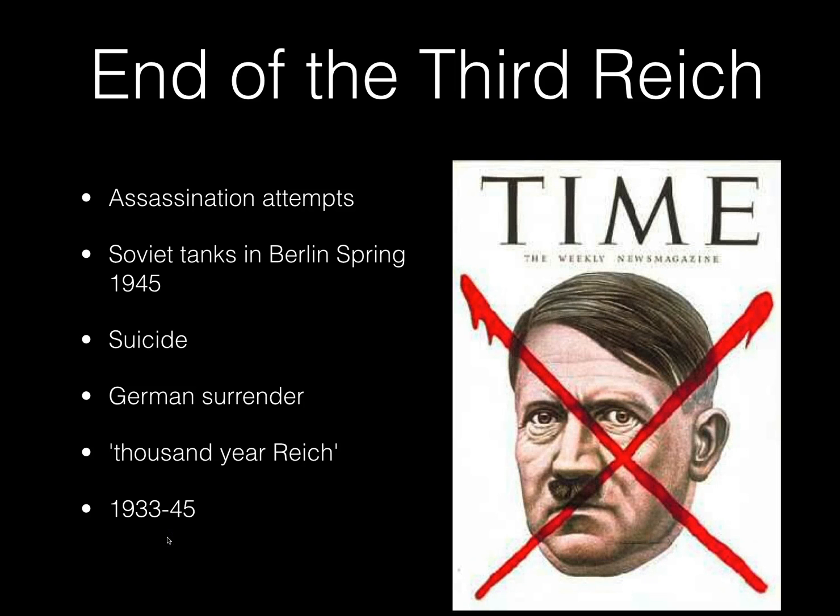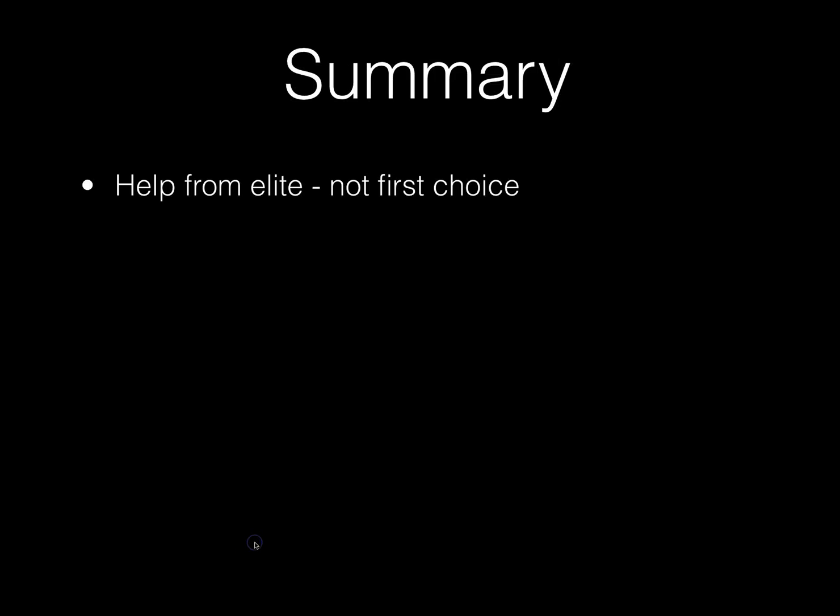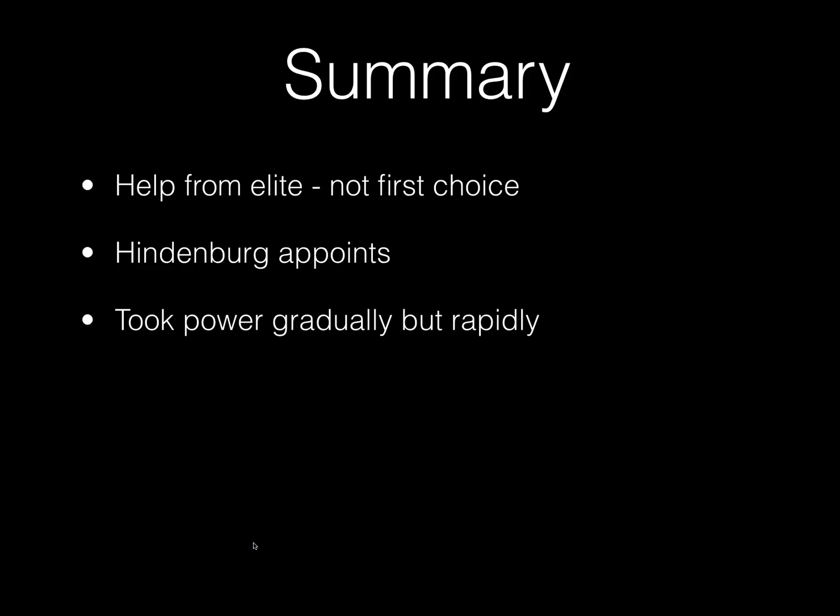Oh, sorry, there's a picture of Hitler, clearly after his demise. Just to summarise, helped into power really largely by the elite, as well as a range of circumstances, the Great Depression, effective propaganda, etc., but helped by the elite being very significant, and not in fact the first choice though. Appointed by Hindenburg in January of 1933 as Chancellor, and from that point, between 1933 and 1934, took power gradually, but rapidly, to become dictator.